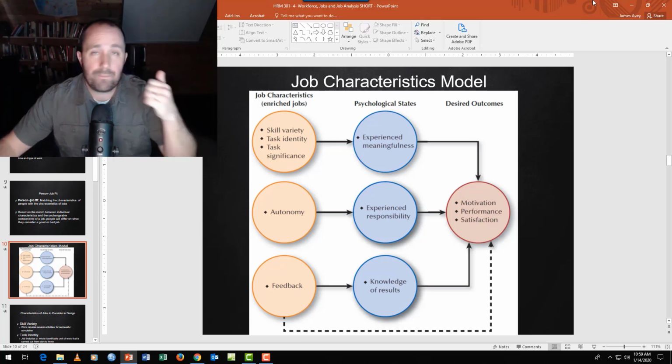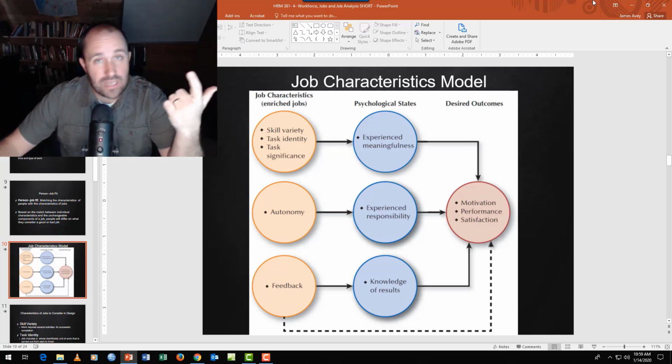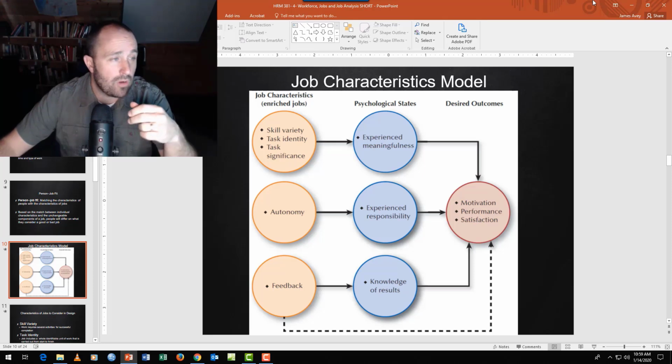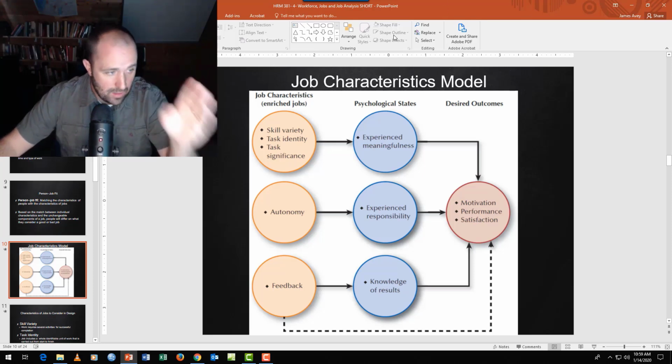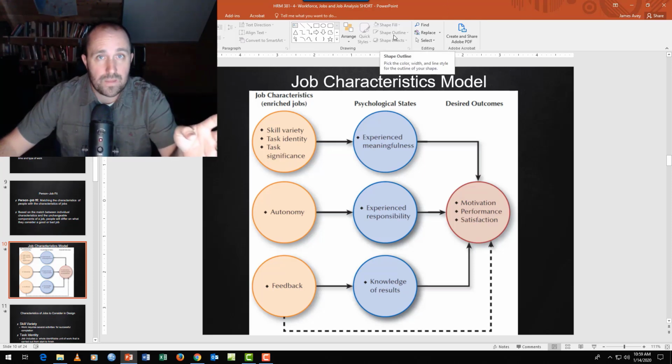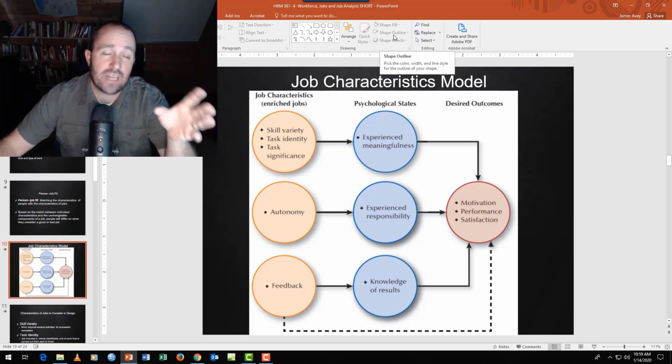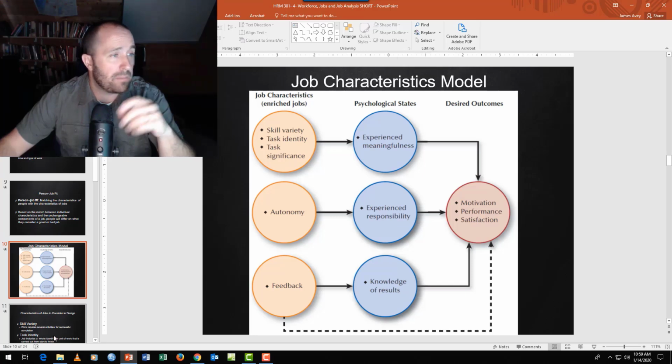are going to happen. Number 1, I'll be more motivated. Number 2, I'll be more satisfied. Number 3, I'll actually be better at my job. So, big picture, those things on the left affect those things in the middle, affect the ultimate outcomes of satisfaction and performance. So let's unpack them.